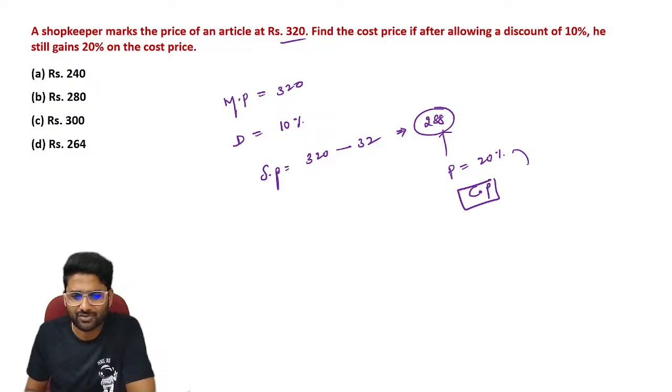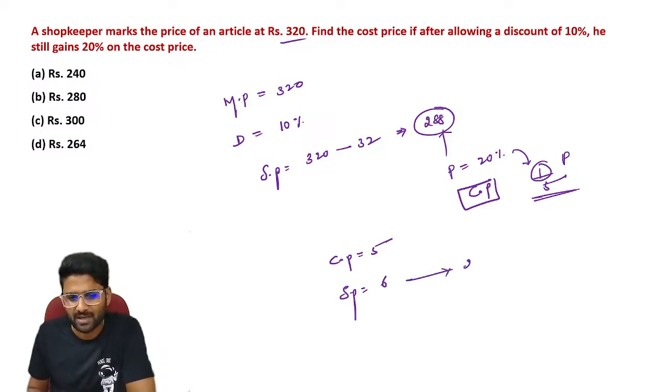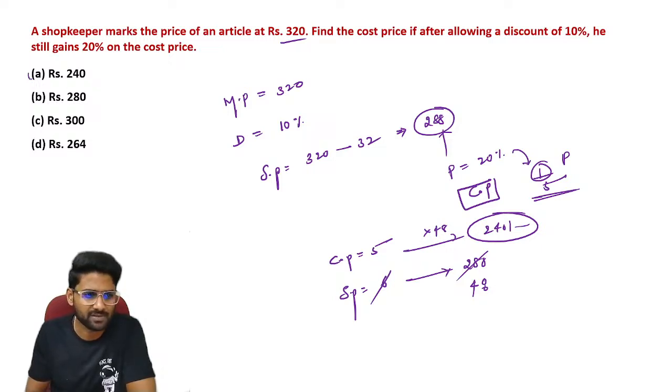Let's compare the data. 20% is all about 1 by 5. As you know, if cost price is 5 units, the denominator is 5, and the selling price, they mentioned that they got a profit of 1 unit. So selling price is 6 units. If 6 units is equal to 288, then 6 into 48 is 288, so each unit is 48. Now 5 multiplied with 48, then the value becomes 240.